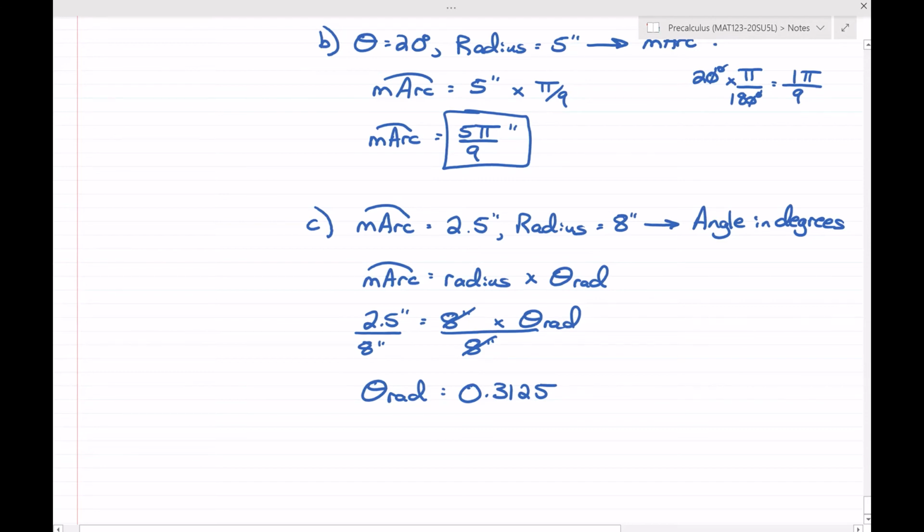We want it in degrees though, right? So let's take this angle and convert it to degrees by multiplying by what we want over what we don't want. So our angle in degrees now will equal 0.3125 times 180 over pi. And that comes out to 17.9 degrees.